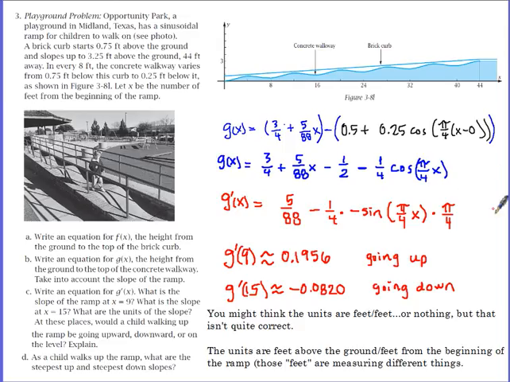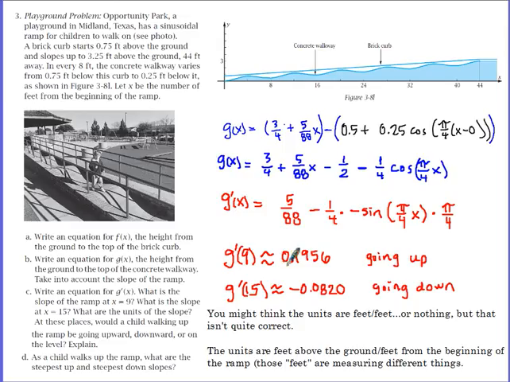So g prime of x then, just looking at the separate parts: the derivative of 3/4 is 0, the derivative of negative 1/2 is 0, the derivative of 5 over 88x is 5/88, and then the derivative of this 1/4 cosine of the quantity pi over 4x, we have to use the chain rule there, but it would be 1/4 times negative sine of this inside stuff multiplied by the derivative of that inside stuff.